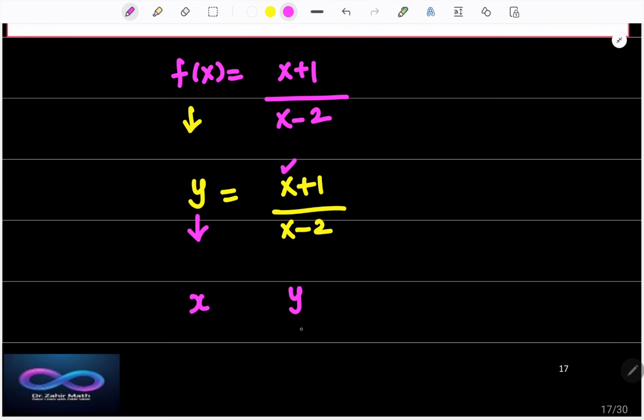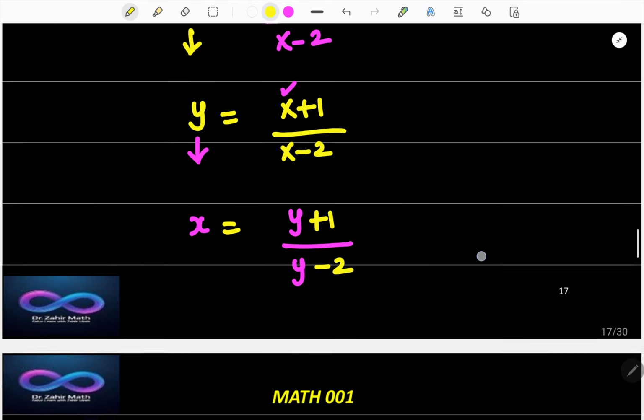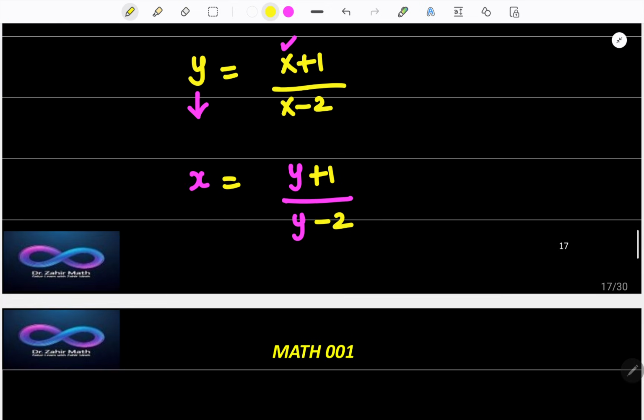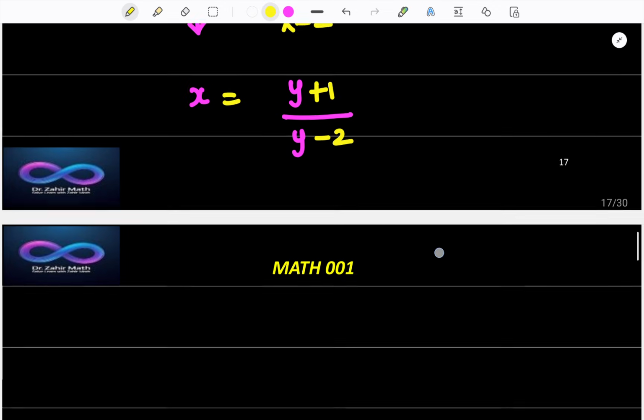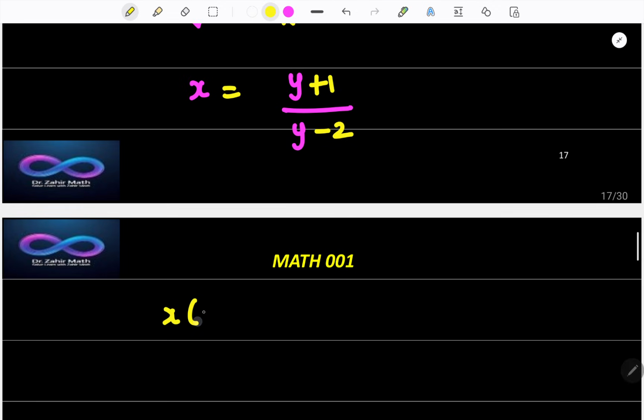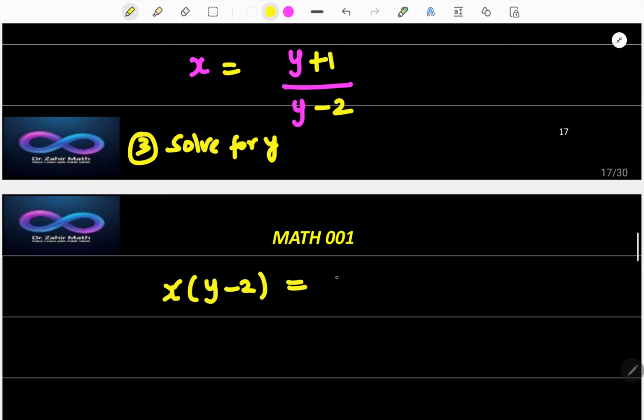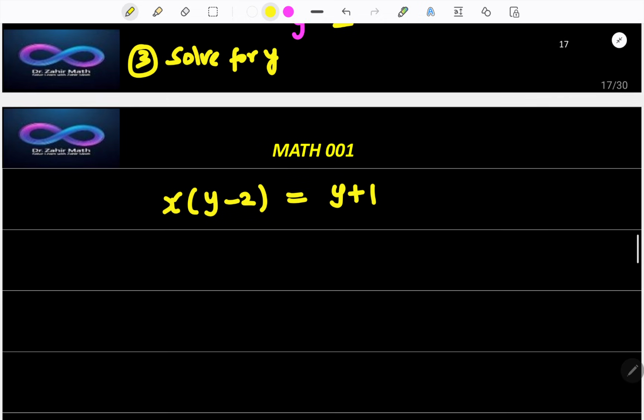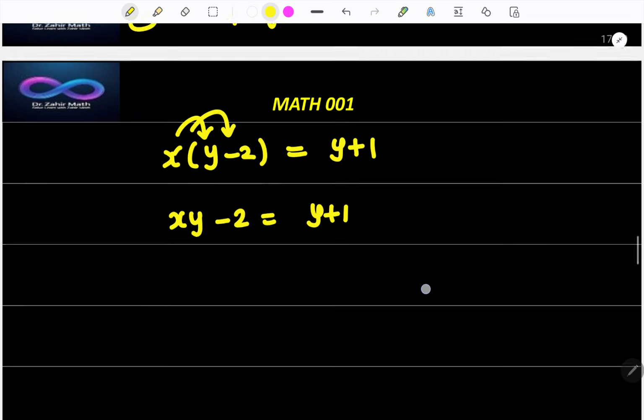y. So which is y, and I will write this is equal to x plus 1 and x minus 2, okay, right. Now we are going to cross multiply. x multiply y minus 2. What is step number 3? Step number 3 is solve for y, right? This equals y plus 1. So multiply x, y multiply minus 2, which is equal to y plus 1.